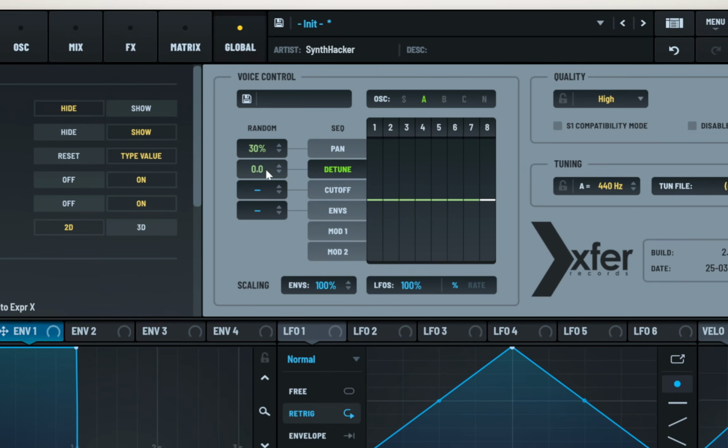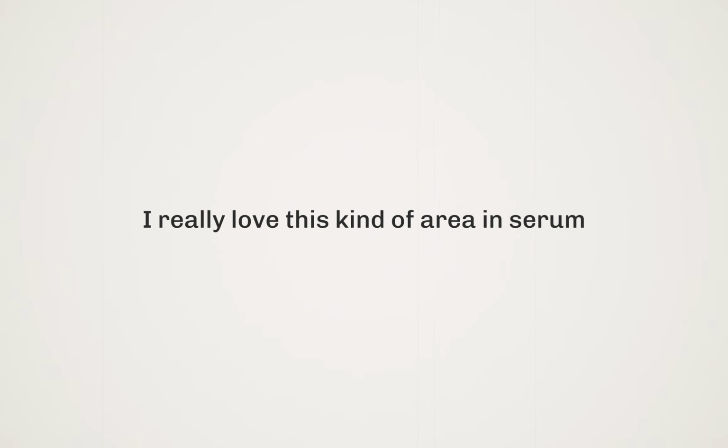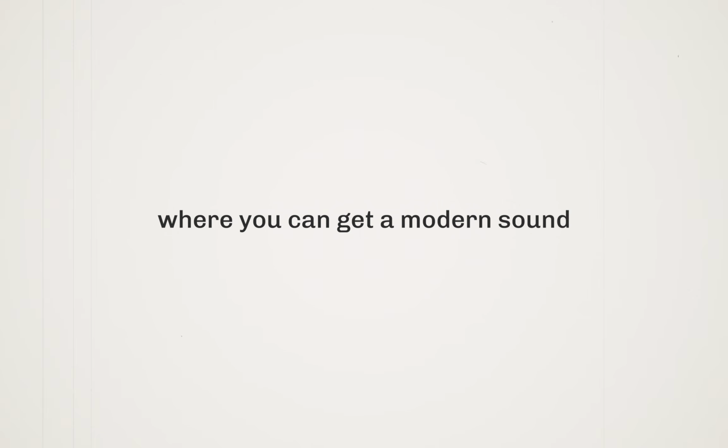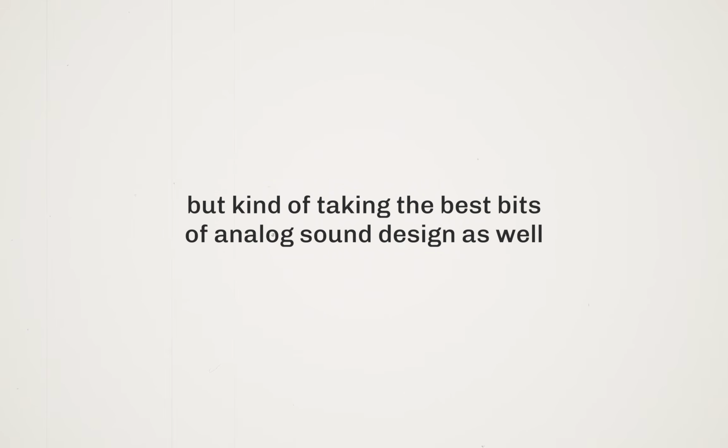Now, instead of setting it manually, what I'm going to do for this is just set a detune random amount. This goes all the way up to 20 cents, which is quite detuned. I'm actually going to dial this back to about halfway, about 10 cents or so. And you can hear instantly this is sounding much more in the realm of an analog pad. I really love this kind of area in Serum where you can get a modern sound, but kind of taking the best bits of analog sound design as well.